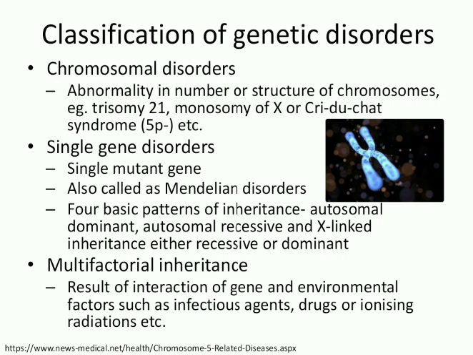Single gene disorders are caused due to a single mutant gene. They are also called Mendelian disorders, and there are four basic patterns of inheritance: autosomal dominant, autosomal recessive, and sex-linked dominant or recessive. Multifactorial inheritance, as the name implies, is multifactorial. That means both genetic factors and non-genetic factors such as environmental factors play a role here. Environmental factors can be an infectious agent, a drug, or ionizing radiation.